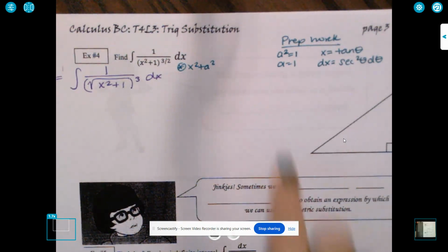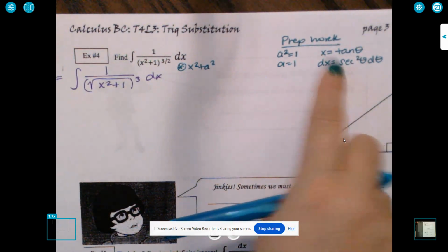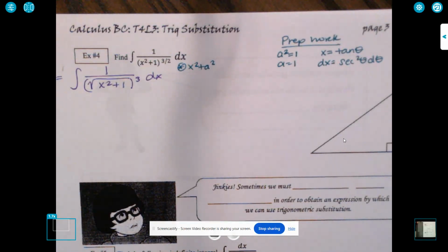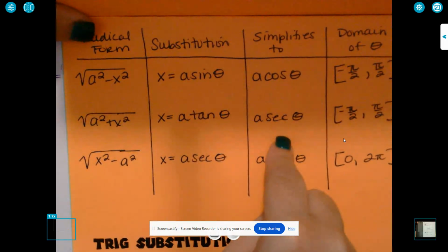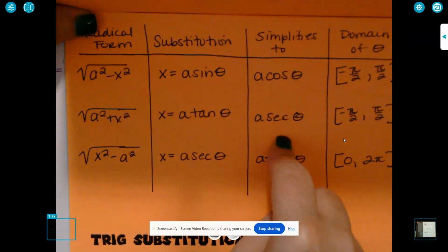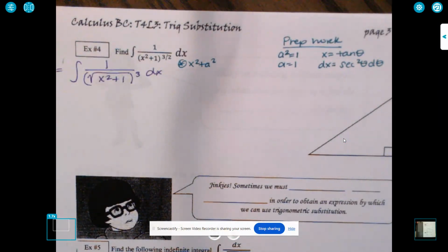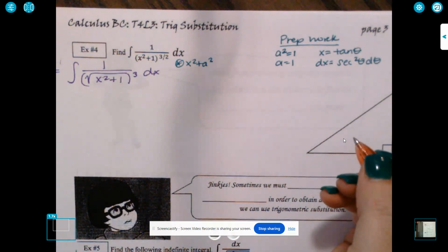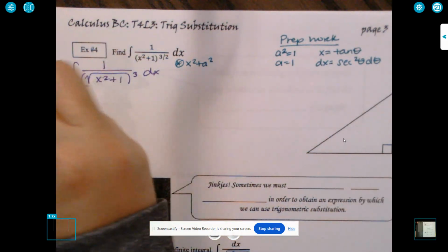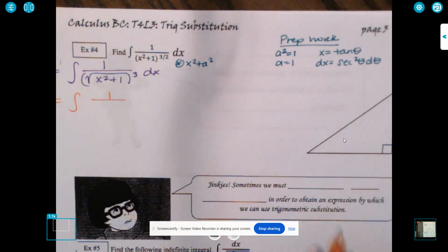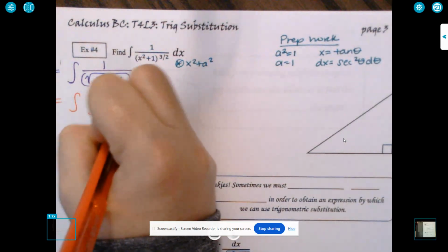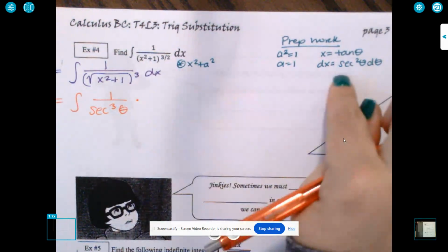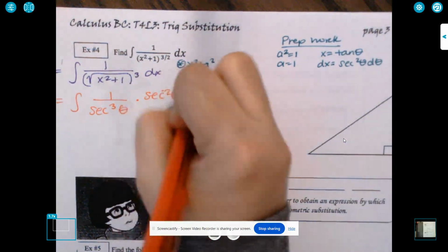So again, I can do the math where I put x in as tangent theta and go through the whole thing, or I can just go ahead and say here, I know that if I have this right here, x is going to equal a tan theta, and it's going to simplify to a secant theta. Okay, so if I know that, I'm going to end up over here with the antiderivative of 1 over. So this whole thing right here is going to simplify to secant theta. So that's going to be secant cubed theta. And then our dx is secant squared theta d theta.